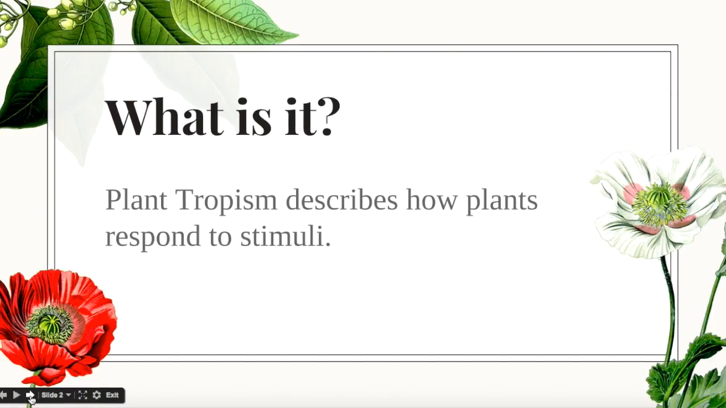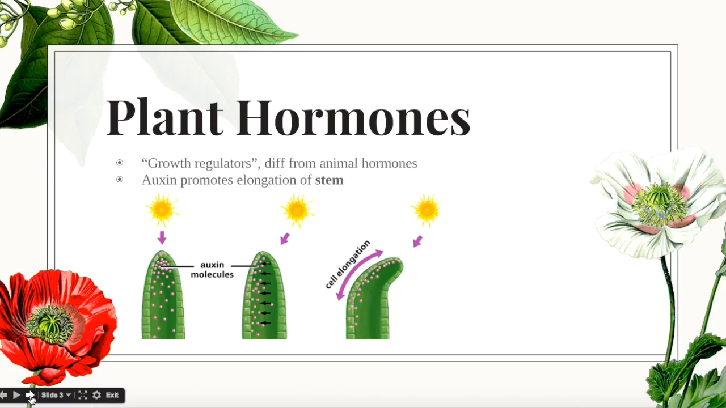Plant tropism describes how plants respond to stimuli. Like animals, plants produce hormones, or signaling molecules, that are used throughout their bodies by binding to receptors to trigger responses in target cells. However, signaling molecules are slightly different in plants and animals, which is why they're sometimes called growth regulators in plants.